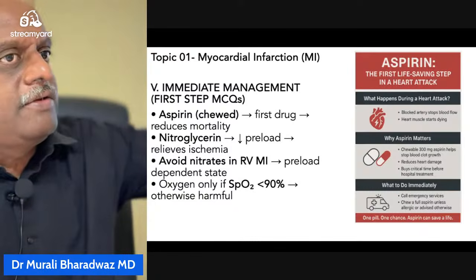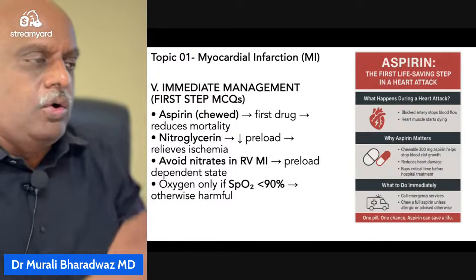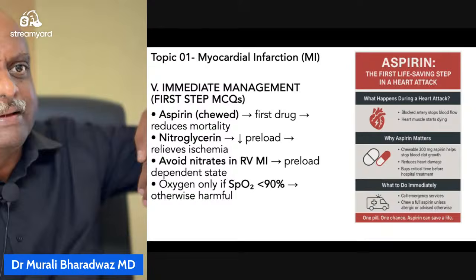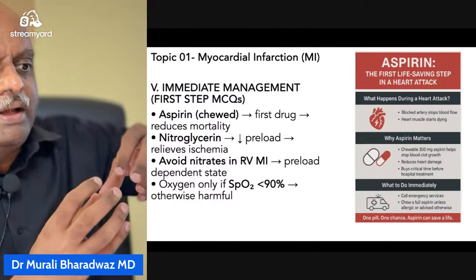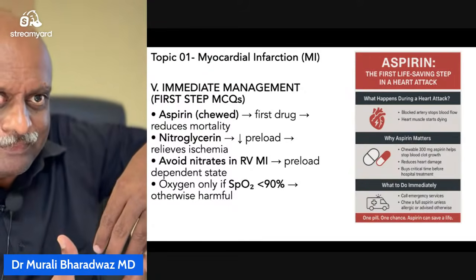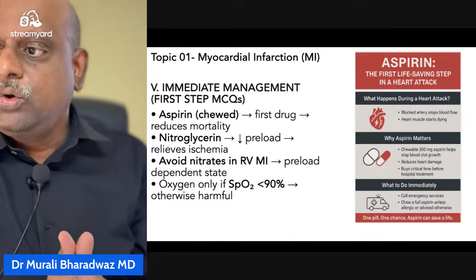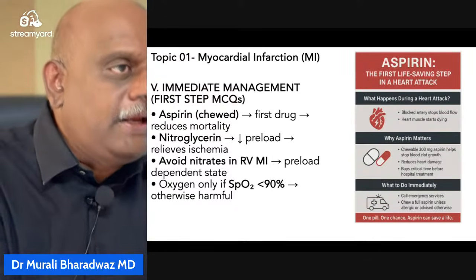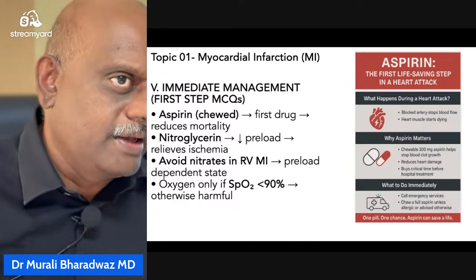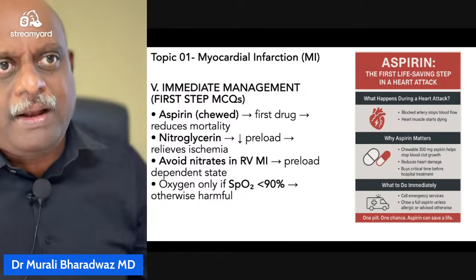Typically, nitroglycerin is a vasodilator. If the veins dilate, what will happen? All blood remains in the veins, and the blood coming to the heart decreases. That is called preload. If the preload to the heart decreases, then the heart requires very little oxygen. So nitroglycerin decreases the preload, decreases the myocardial oxygen demand, and relieves the ischemia. I mean, it doesn't relieve ischemia, but it will decrease the oxygen demand in spite of ischemia.